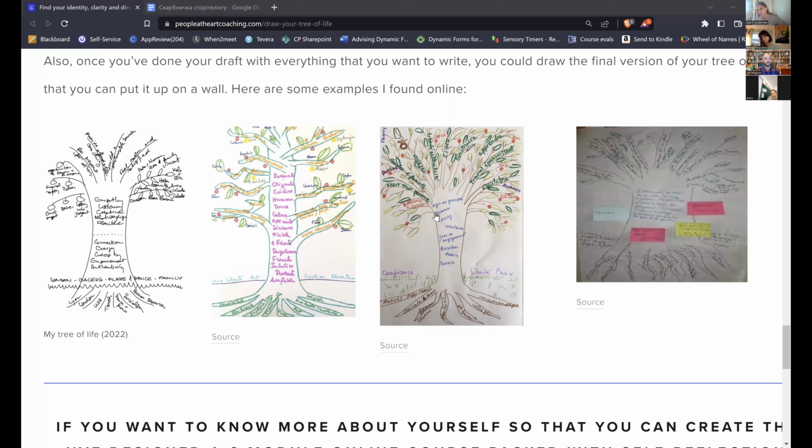Step number 8 is to add flowers and seeds. І 8-й крок – це намалюйте квіти і насіння. Flowers and seed represent the gifts or legacies you hope to pass on to other people. Ваші квіти і насіння – це те, що ви хочете передати далі. Передати далі вашим учням, вашим дітям і іншим людям.